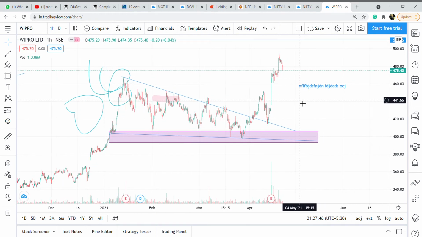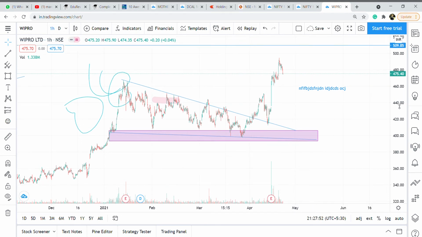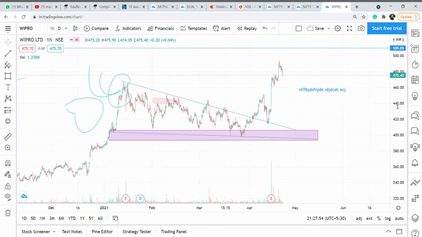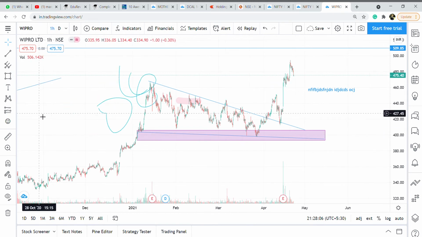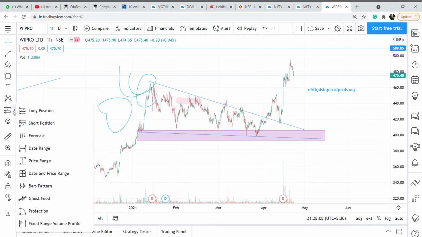So when you come back to this particular chart after some time, it will be very nice to remember our view or thought about this particular chart when we first came to it. So that's about the text part, and the important part here is long and short.